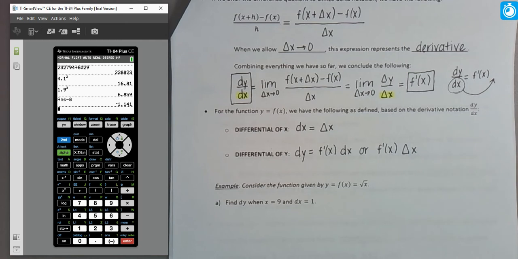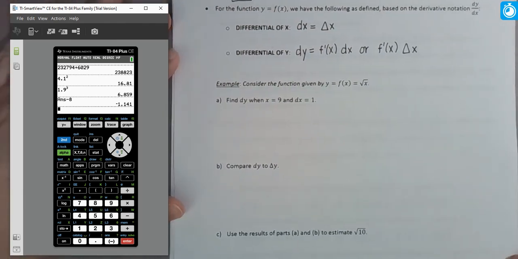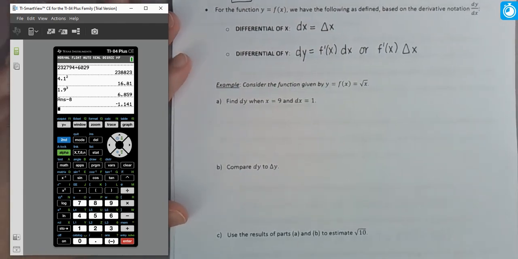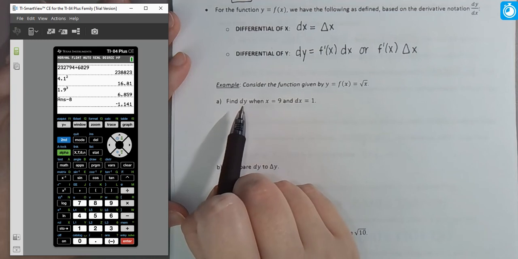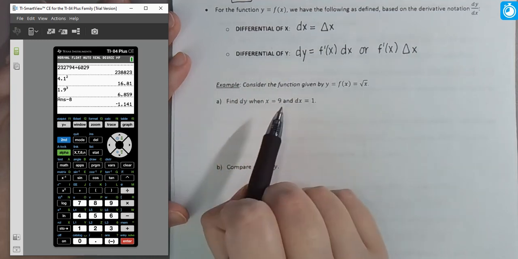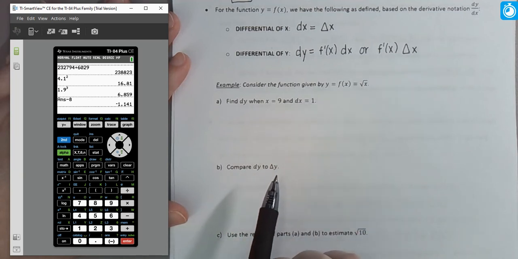So let's work through a brief example for how we might actually use the differential. And again, we're going to revisit this later. We'll go into more detail later about what this means and why we need it. So consider the following function. f of x is equal to the square root of x. So y, f of x, same thing, both functions of x. So we want to find dy, the differential of y, when x is equal to 9 and dx is equal to 1. So what does this mean?